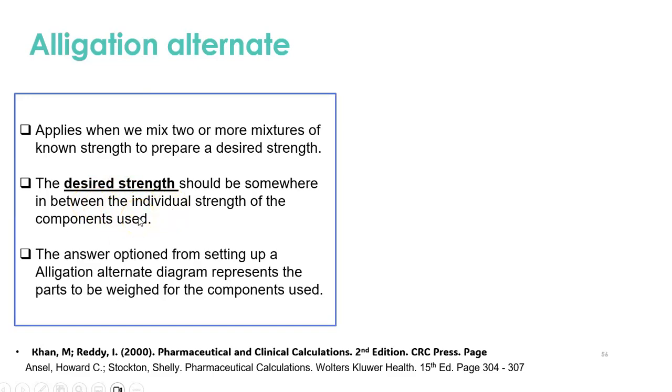So if it's a pure drug and a diluent, the concentration of the pure drug is 100%, the diluent is 0%, because there's no drug in the diluent. So you can use pure powder and a diluent to make any ointment or cream with a concentration between 0 and 100. That's the thought process. The answer from setting up the alligation alternate diagram represents the parts to be weighed. And so your answer is in parts.